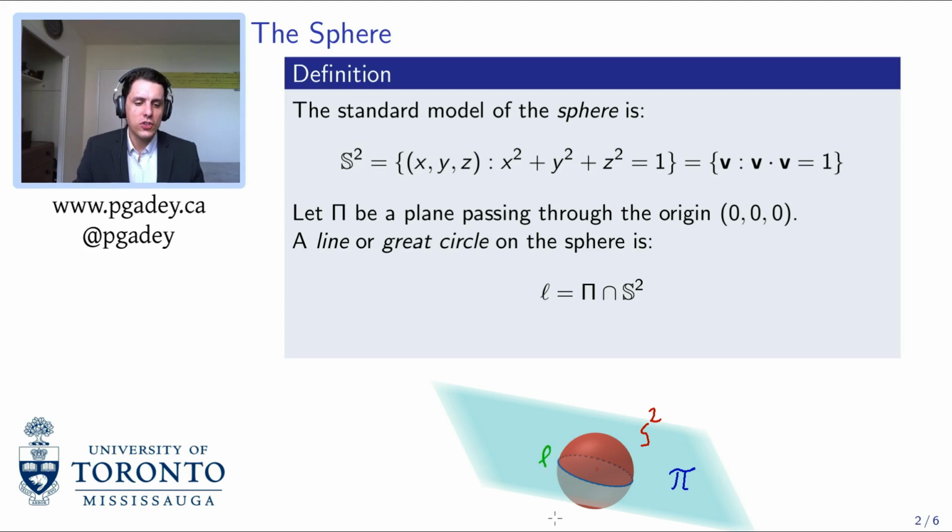Okay, so in spherical geometry, the lines are these sort of generalizations of the equator obtained by intersecting flat planes with the sphere.